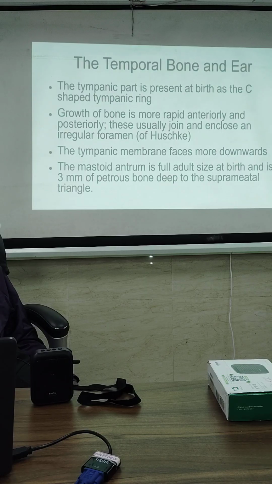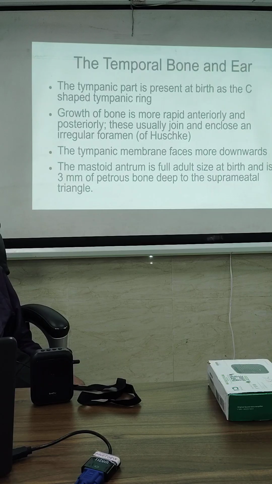The tympanic membrane in a child faces more downwards. That's why when you're trying to visualize the tympanic membrane in a child, you pull down the ear pinna, because the tympanic membrane is sloping more downwards.